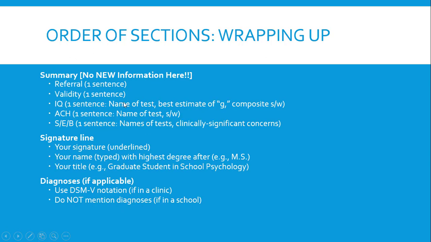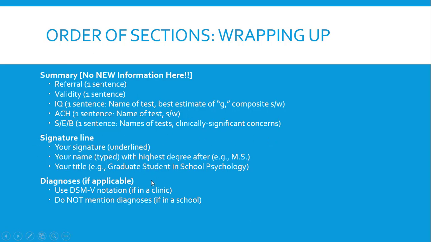All right. And then your summary, never, ever, ever put new information in your summary. Everything in there should reflect something you saw before. Why did they come? Was the test session valid? Give just real basic information about IQ. Make sure you tell what the name was, the best estimate of G, and any strengths or weaknesses. Achievement is the same thing. Strengths and weaknesses listed. Make sure you say whether or not you're talking about relative or normative. And the social emotional behavioral, you're just going to tack on that as well. So you notice total should be about 5-6 sentences. It should not be a recreation of the entire report.